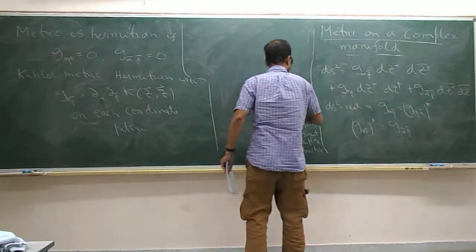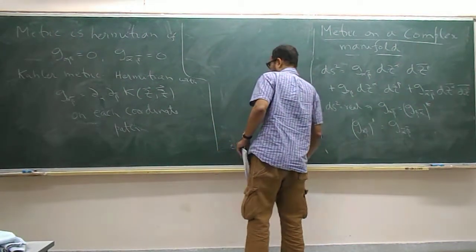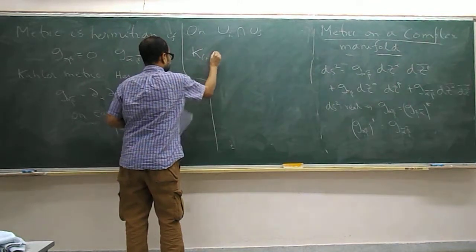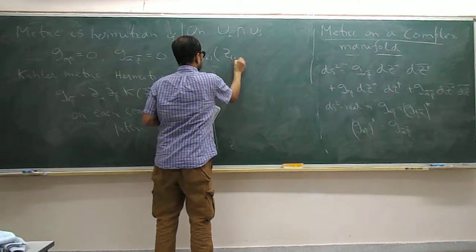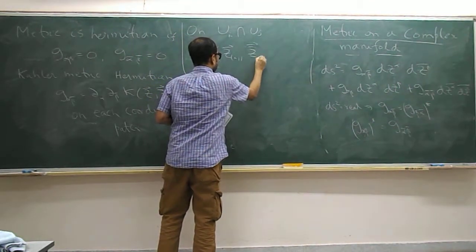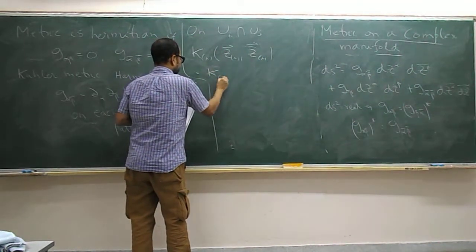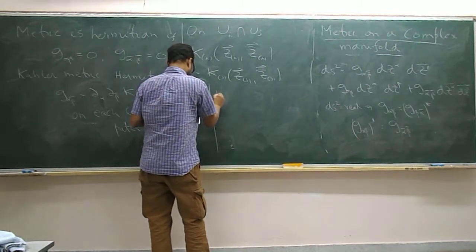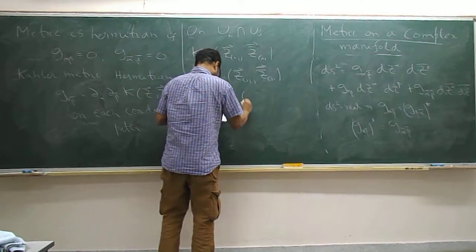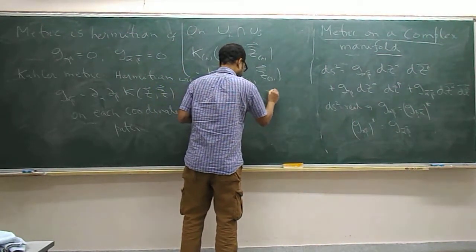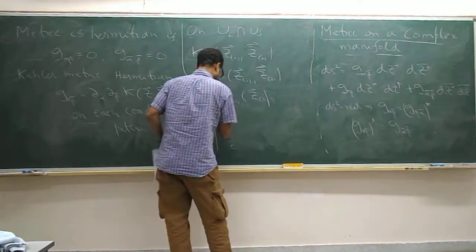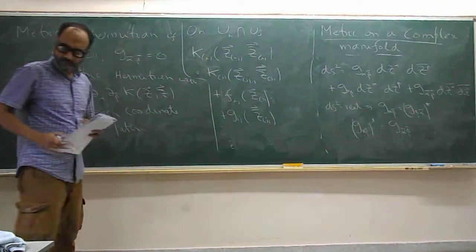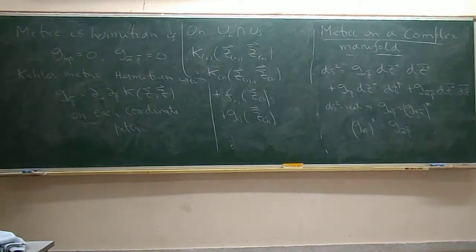But this function K need not be a globally defined scalar. So on the overlap U_i intersection U_j, K_i, a function of z_i, z-bar_i, is K_j of z_j, z-bar_j plus in general some function f_ij of z_j plus g_ij of z-bar_j. Okay, so let's see what it means.